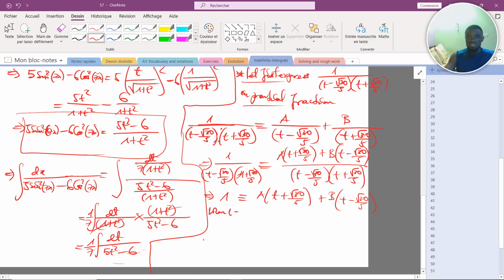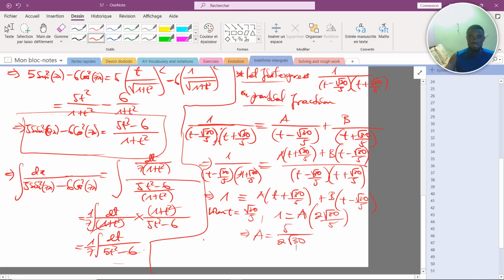Since we're finding A, when t will be equal to what? If we equate this to 0, t equals root 30 on 5. When t equals root 30 on 5, we have 1 being equal to: this will become 0, and we'll be left with this A into, this will be root 30 on 5 plus root 30 on 5. So that will make 2 root 30 on 5, implying our A will be equal to 5 on 2 root 30.